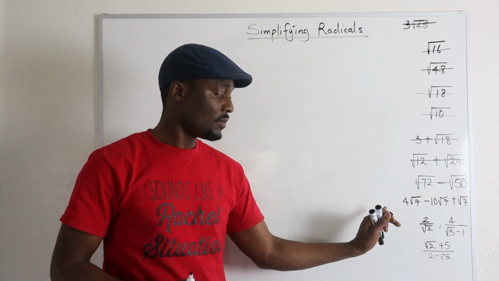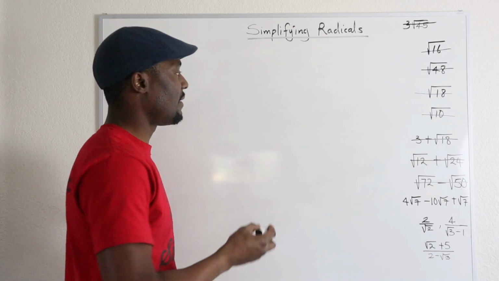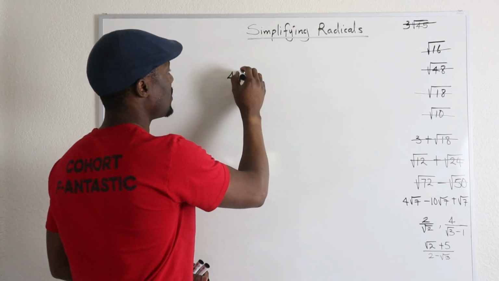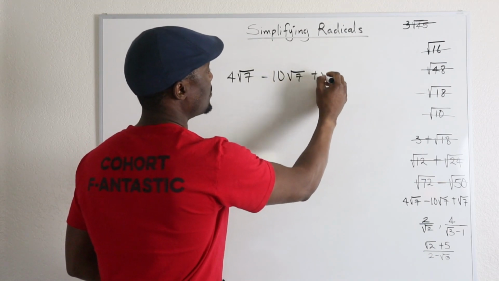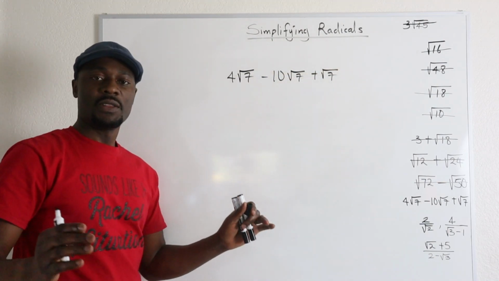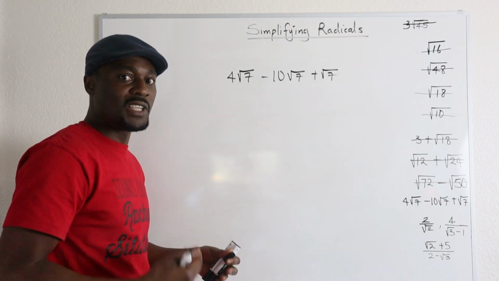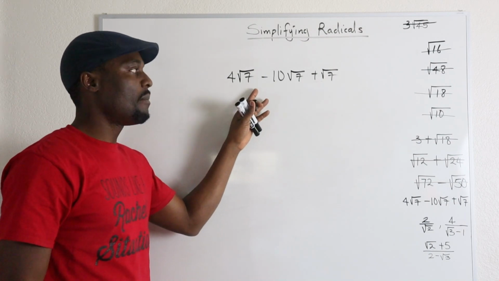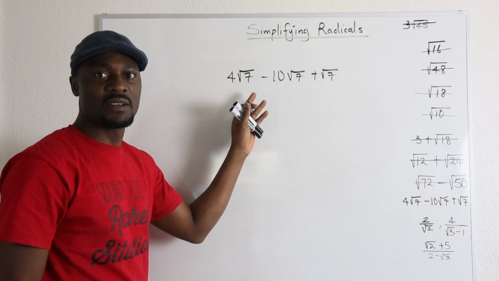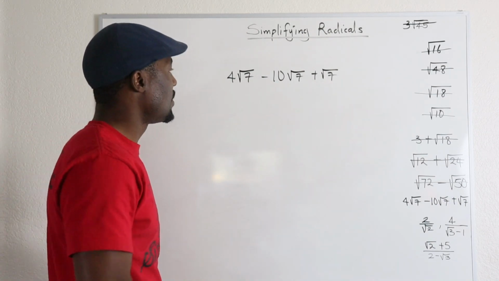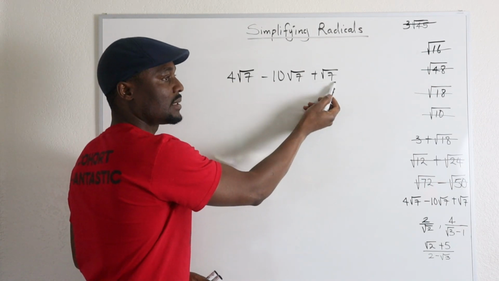For the next question, what we have is 4 root 7 minus 10 root 7 plus root 7. You just treat the rad 7 as if it were x. So you could say in your mind, this is 4x minus 10x plus x. Because you can't simplify rad 7, it's even a prime number in itself. So this is going to be like 4 of this minus 10 of this plus 1 of this.